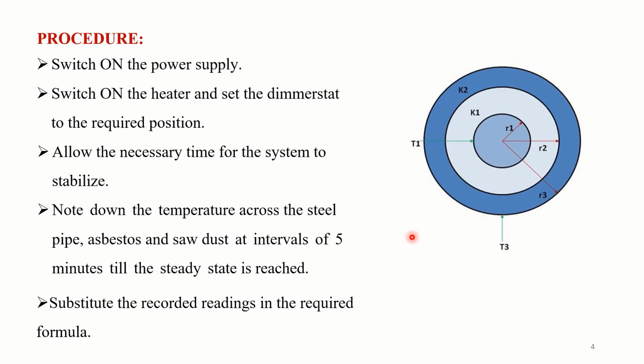Then let's see how to make the tabulation of observation data. So as I mentioned earlier, the first step, we need to regulate the power input to heater and need to note the voltmeter and ammeter reading. So V refers voltmeter reading, note down that. Then I refers ammeter reading, note down that.